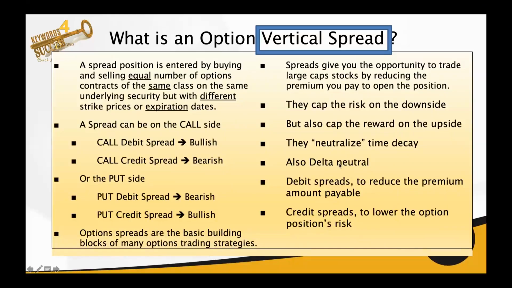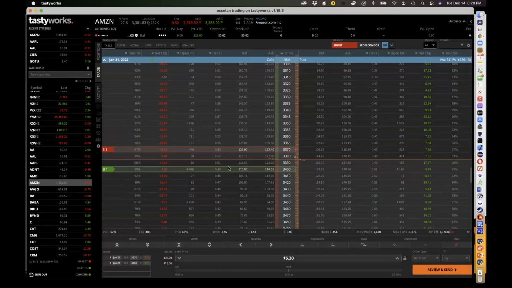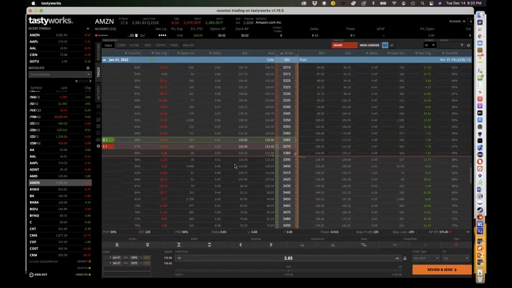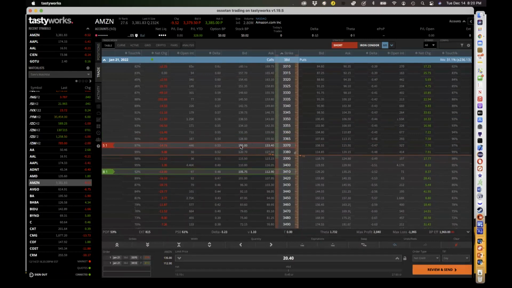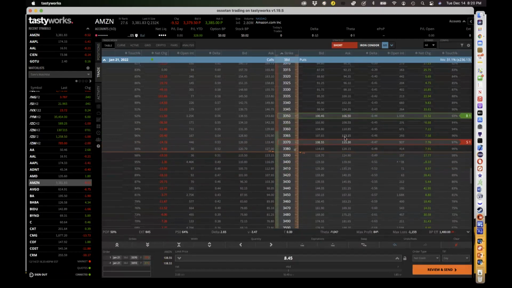So that's what spreads are. The vertical spread is just that. This is a vertical spread here on the put side, and then I can go here and do the same vertical. Sorry, this is the debit spread on the call side, and the credit spread on the call side. Go over here: debit spread on the put side, and credit spread on the put side.